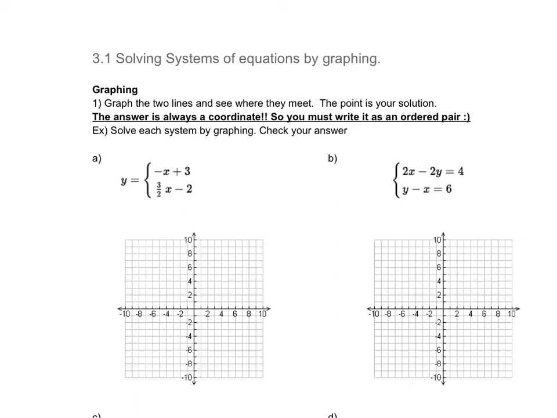So whenever you are doing these, they're asking what are the solutions to these two equations? And the answer is always going to be where the two lines meet. So your answer is always going to be a coordinate, so you must write it as an ordered pair. For example, it'll look something like this: (3, 2). Okay? So there's 3 different methods in order to solve these systems. The first one is graphing, so let's just do it.